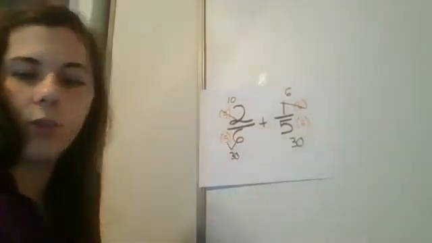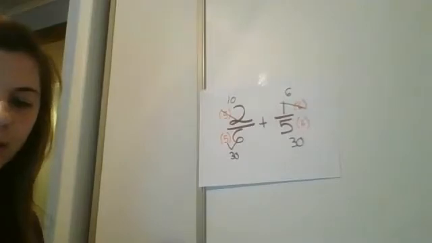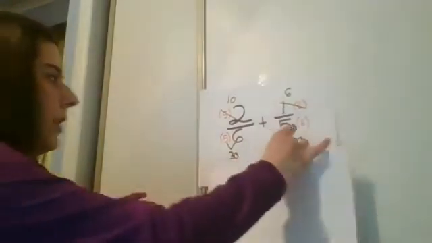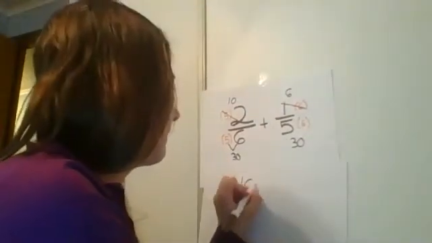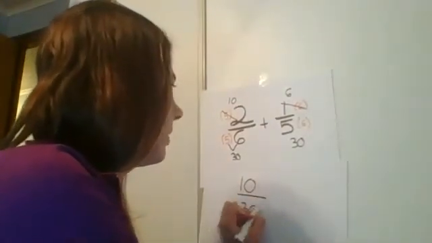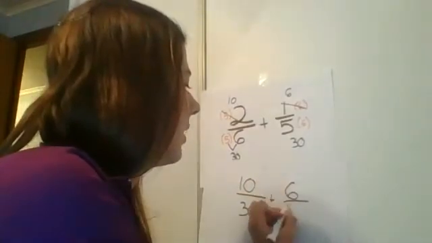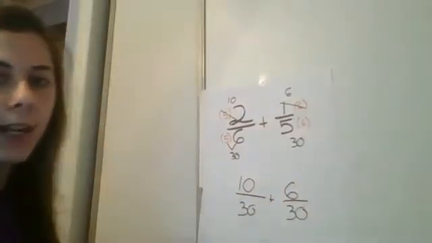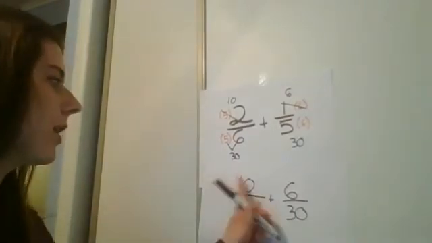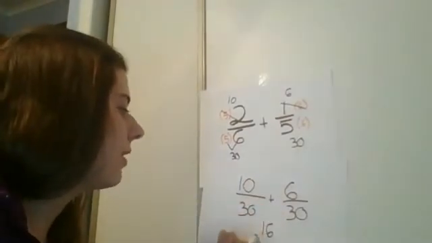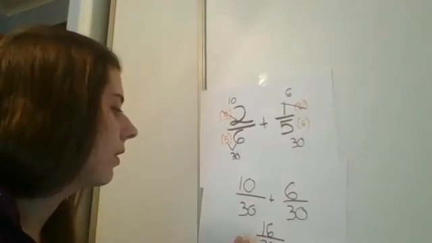So if I were to keep on adding, I'm going to make this a little bit more organized for you. So what I have left, all I'm doing is I'm taking this and putting it down here. I have 10 30ths plus 6 30ths. Now it's not illegal anymore. The common bottom numbers, common denominators, we can just add right across. I get 16 over 30.